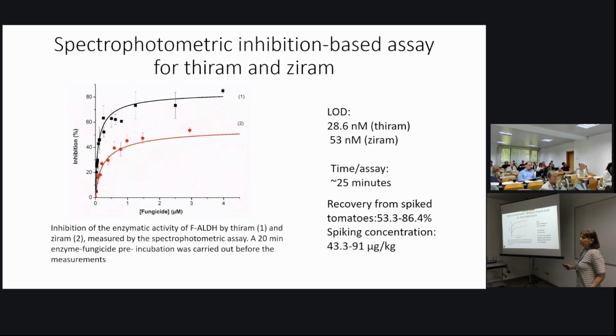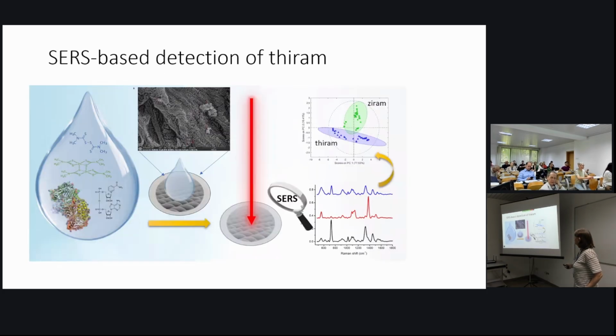We set out to make a very simple test for the detection of thiram and ziram by spectrophotometry, and it takes less than 25 minutes. And we applied it to measure traces of thiram from the surface of spiked tomatoes. So we basically put thiram on the surface of the tomato, we just used something to swipe the surface and analyzed what we recovered from there. And we used concentrations of thiram that were below the maximum limits in the European Union.